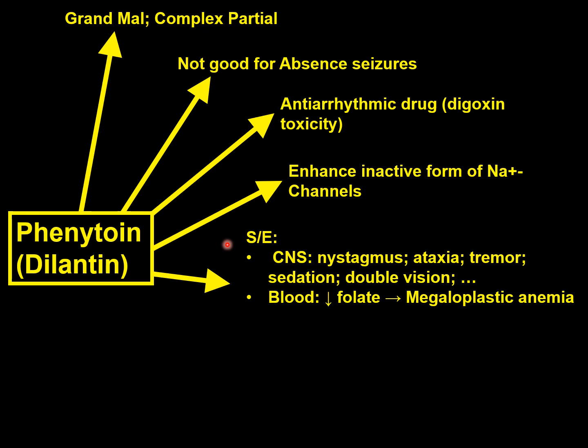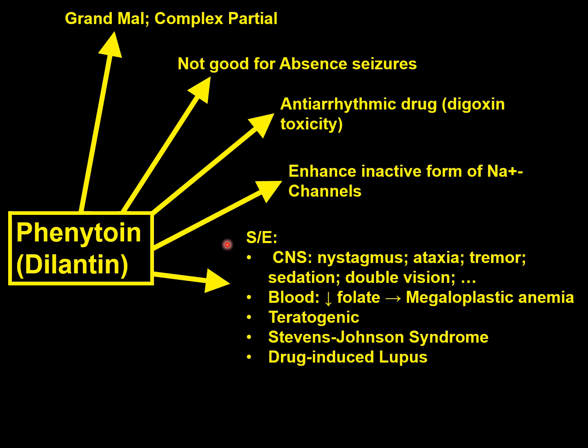Phenytoin will decrease the folates in the blood, and that may produce megaloblastic anemia. It is a well-known teratogenic drug, so it's contraindicated during pregnancy. Other antiepileptic drugs are also contraindicated, and some of them are safe. We will study them later. Phenytoin also increases the risk for Stevens-Johnson syndrome, which is a skin reaction, and it may produce lupus, as one example of drug-induced lupus.